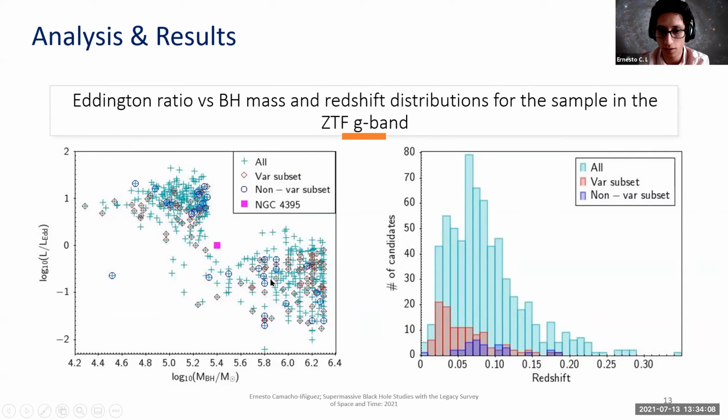On the right, we can see the redshift distributions in the sample. And what we can notice here is that the non-variable subset trace a population that is a little bit further away compared to the variable subset. Nevertheless, our sample is really local.